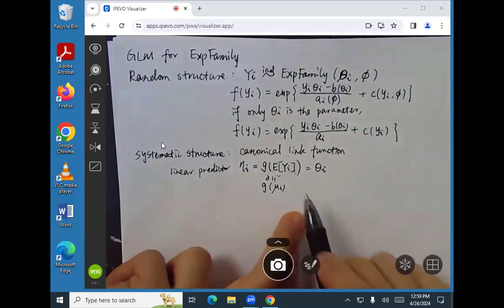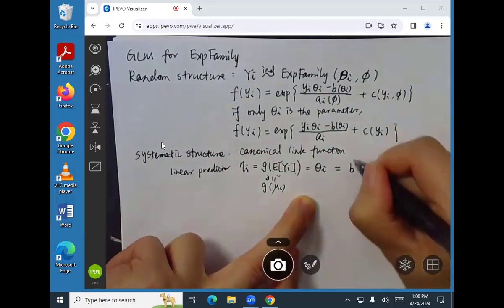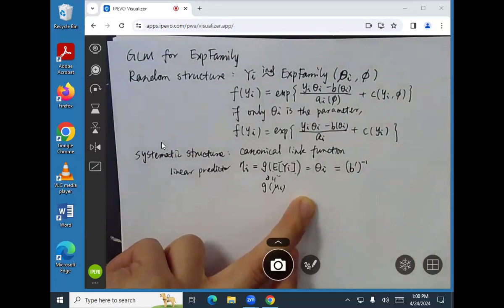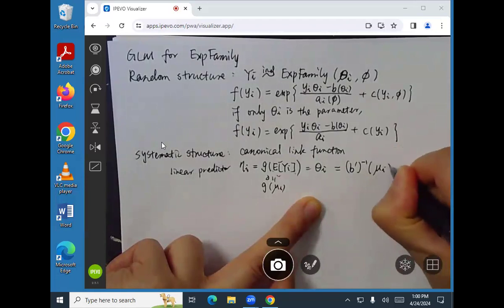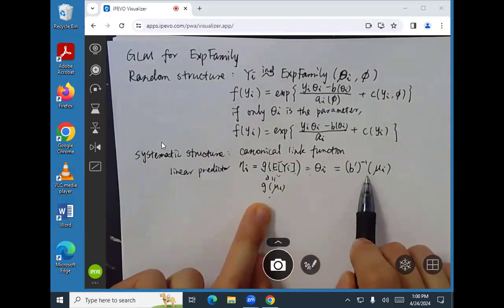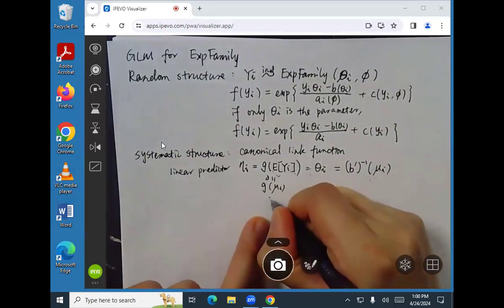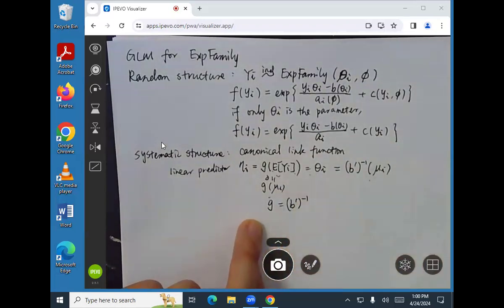Okay. And then we can show that this is just the inverse of the first derivative of the b function applied to this mu i. Okay, mu i is this one. So we actually have this directly. This is how we specify it. In other words, this will give us the g function. It's just the inverse of the first derivative of b.